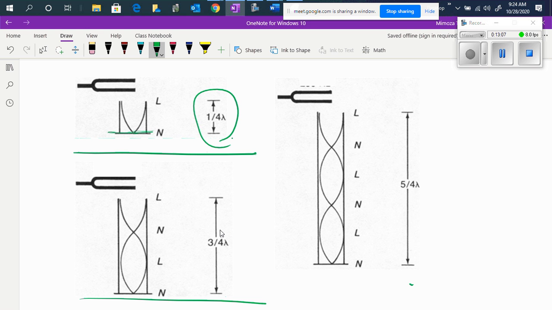What do you see when you have 1/4 length? You see half of the wave. And then when you have 3/4 lambda, you will see this one here, 1, 2, and then this is half. Okay.